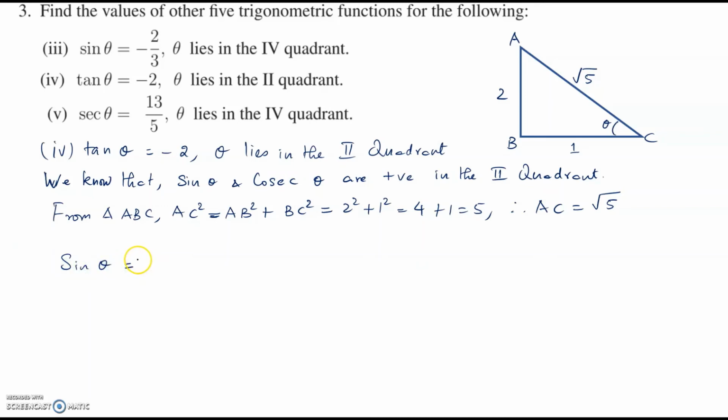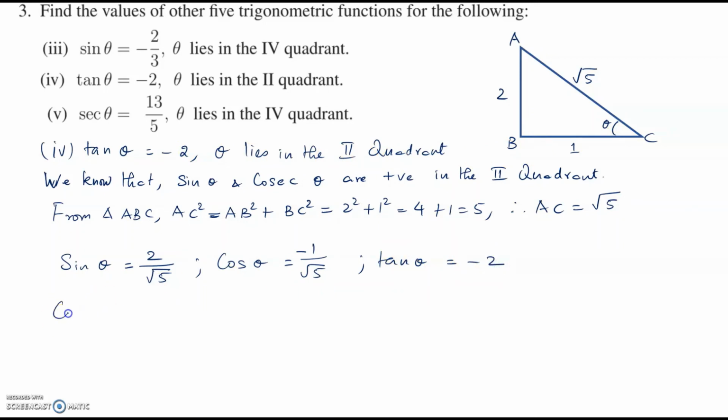Sine theta will be positive because it's the second quadrant, opposite side by hypotenuse, so it is 2 divided by root 5. Cos theta will be negative in the second quadrant, adjacent side by hypotenuse, so 1/root 5 with a minus here, and tan theta is again negative in the second quadrant, which is opposite side by our adjacent side, which is already given here as -2.